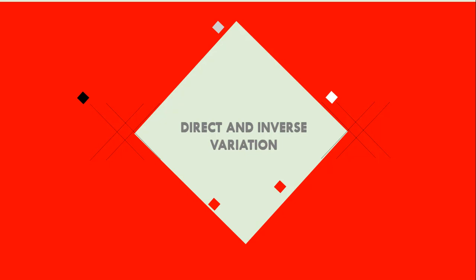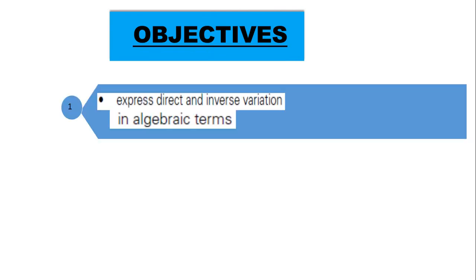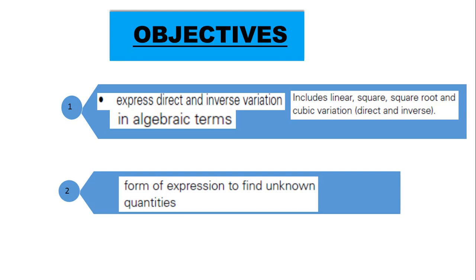As always, first of all, let's dig deep into the basic objectives that we have to attain in this particular tutorial. So students, number one, we have to find out how to express direct and inverse variations in algebraic terms, and they may include linear, square, square root and cubic variations. And number two, students, you have to learn formation of expressions to find unknown quantities in the given direct or inverse variations.